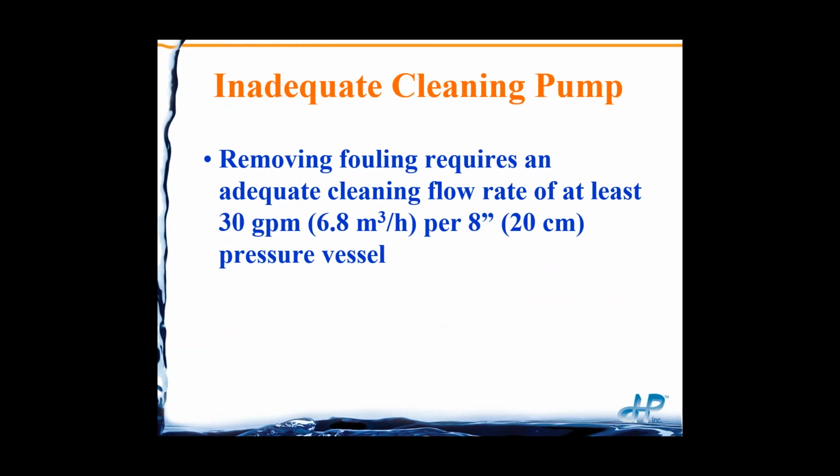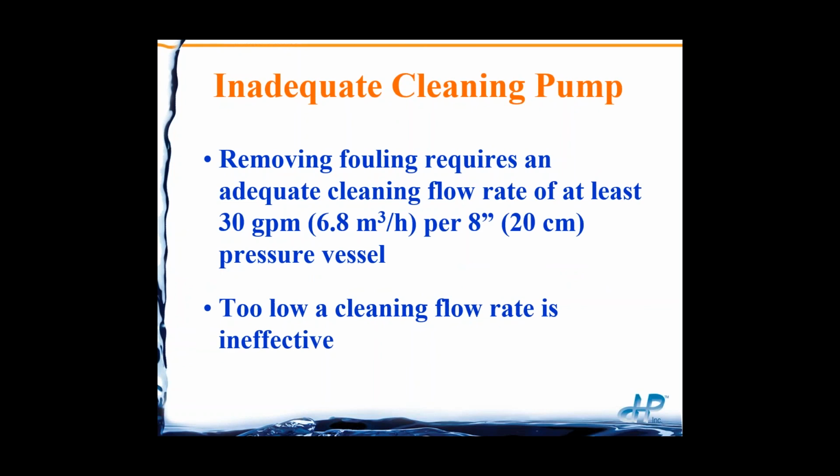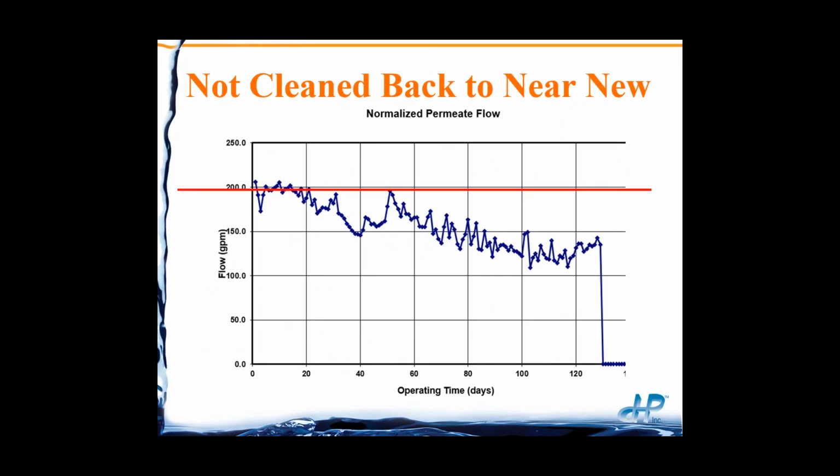The inadequate cleaning pump. In a lot of places that I've seen, the pump is big enough to clean the second stage, but really cannot get the flow rates needed for all the first stage pressure vessels, because most of the time you have about double the number of pressure vessels in the first stage as in the second stage. So the first stage may have 10 pressure vessels, the second stage 5. You just need to make sure that you can get an adequate flow rate, especially for fouling, because too low a flow rate is not going to be effective.